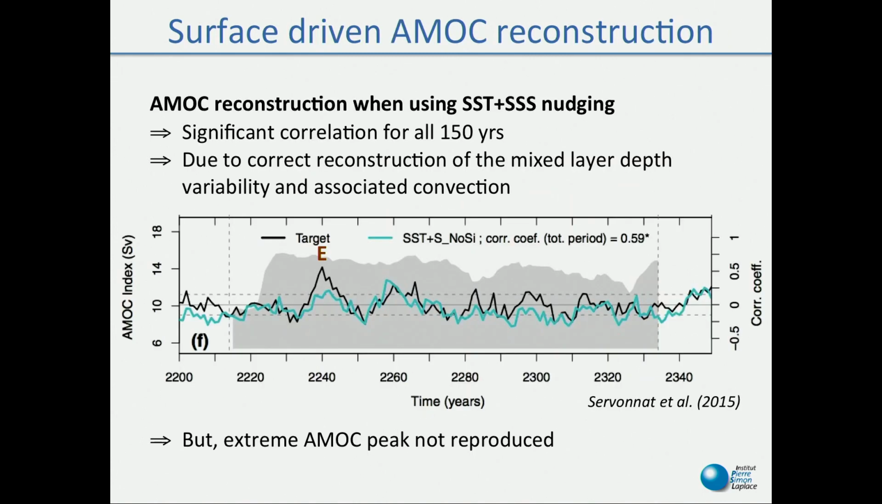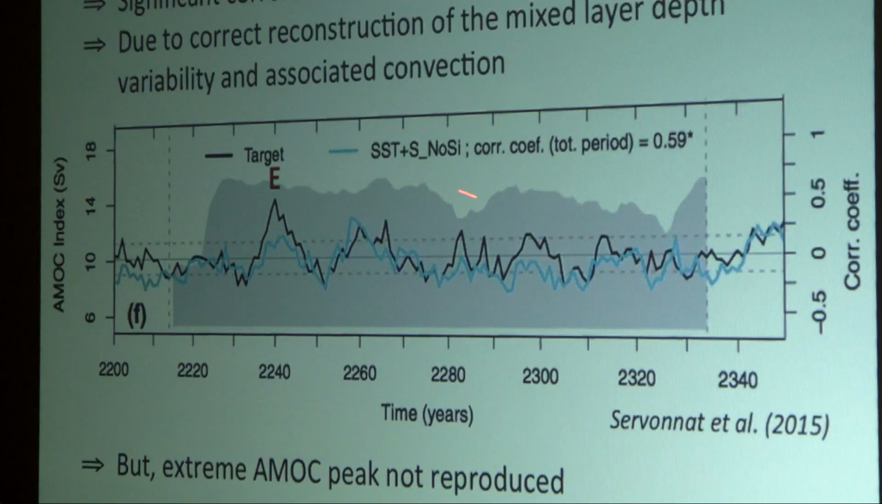So now if we go to the reconstruction of the AMOC, which is what we're interested in, you have here the AMOC strength, the target in black, you recognize, and the SST plus SSS nudging. I haven't gone into the sea ice problem. You want to stay clear of sea ice. We can discuss that later, but that's really important. Otherwise, you have nightmares. So we have a pretty good correlation.